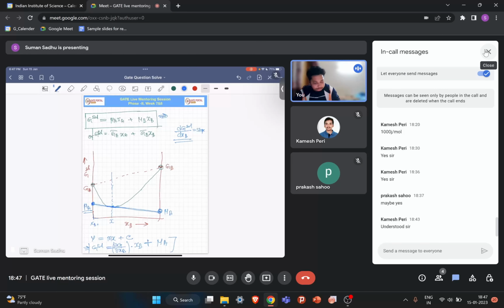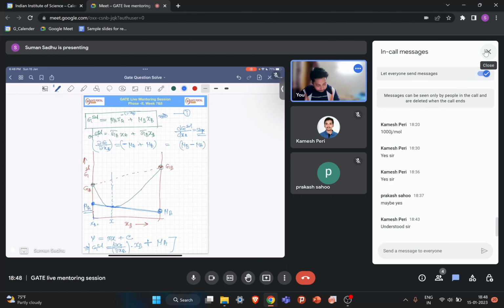So now if we calculate dG by dxB, what will it be? If you differentiate this equation 1 with respect to xB, what will you get? It will be mu A into xA, which is 1 minus xB, so it will be minus mu A, plus mu B. So your slope will simply be mu B minus mu A.